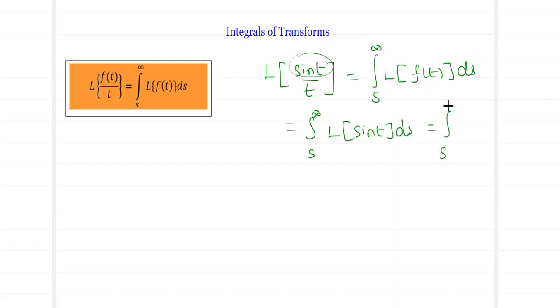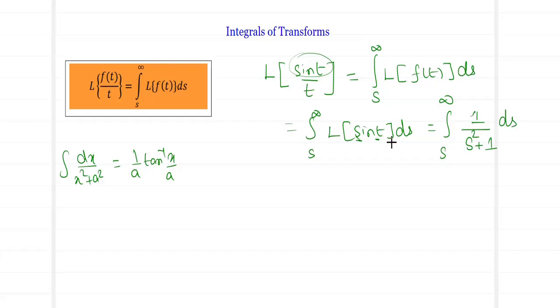Now we already know the Laplace of sin t. If it is sin, yes, there has to be a constant in the numerator. What is the constant? a, which takes the value 1 over here. So it is 1 divided by s square plus 1, ds. And we very well know the property that the integral of dx divided by x square plus a square, do you remember this formula, is nothing but 1 by a tan inverse x by a.